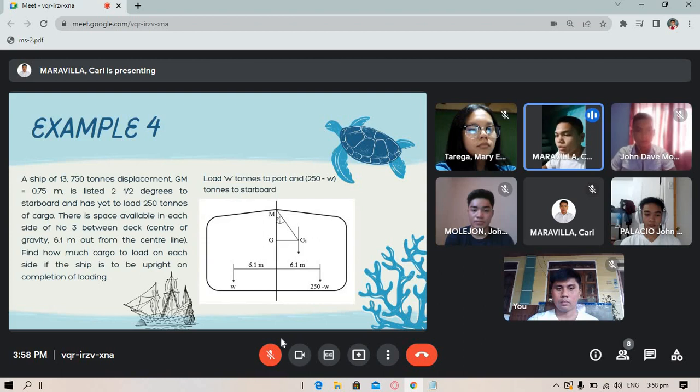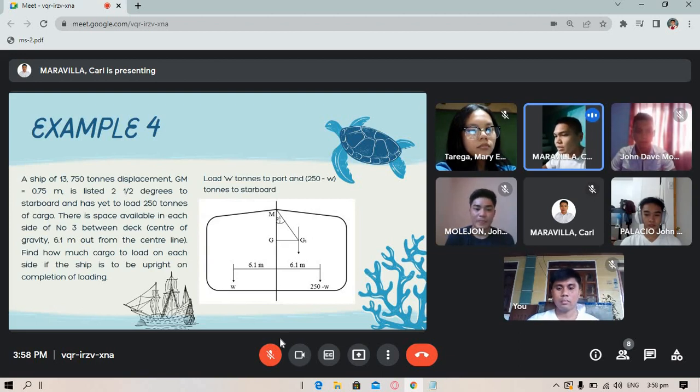Find how much cargo to load on each side if the ship is to be upright on completion of loading. So we need to load weight in tons to port and 250 minus weight in tons to starboard. Based on the problem, we get this illustration.